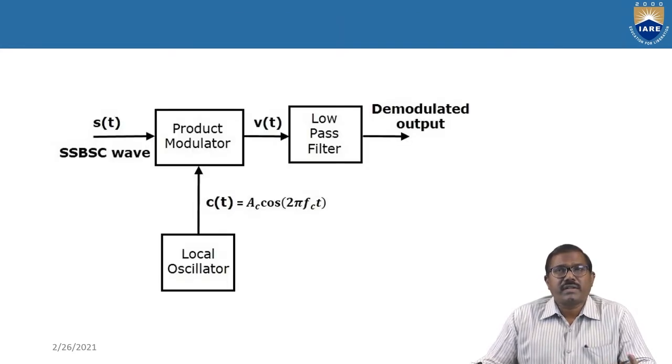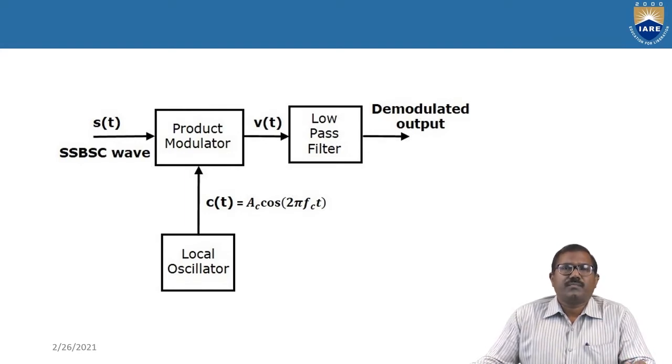In this coherent detector, we have a product modulator, a local oscillator and a low pass filter. s(t) is the modulated SSB-SC wave, single sideband wave. We give two inputs to the product modulator. One is s(t), the modulated signal, and another is c(t), that is our carrier. The same frequency that was used in the transmitter is used here in the local oscillator at the receiver also. So that is coherent.